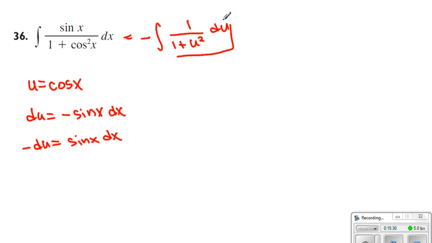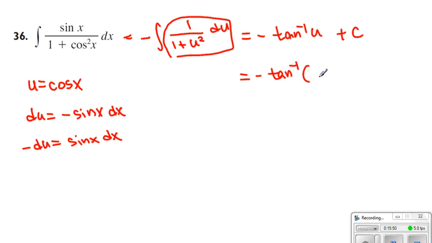Now, this one looks somewhat familiar. Yes, this is the derivative of arctangent. So we end up getting negative arctangent of u plus c. Now, since u is equal to cosine of x, we end up getting negative arctangent of cosine of x plus c. All right, let us move on.